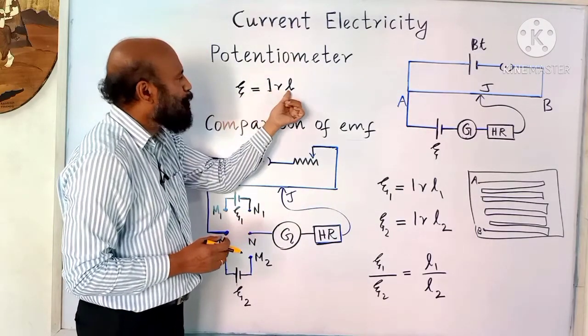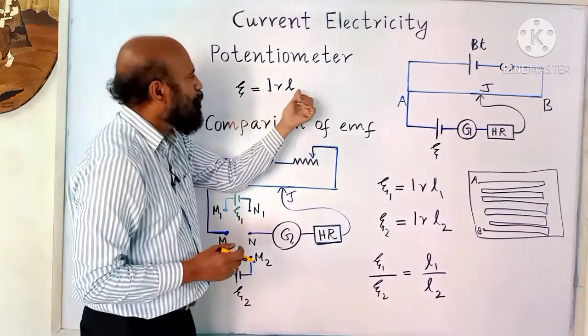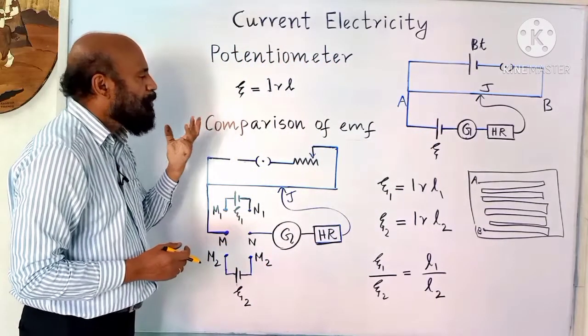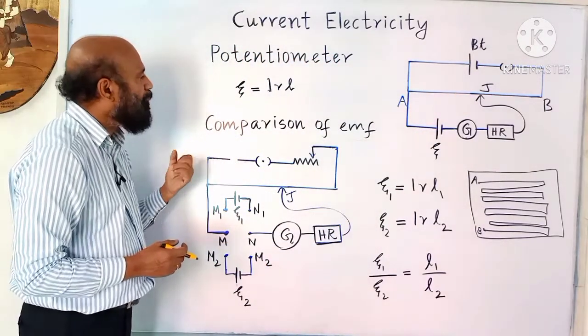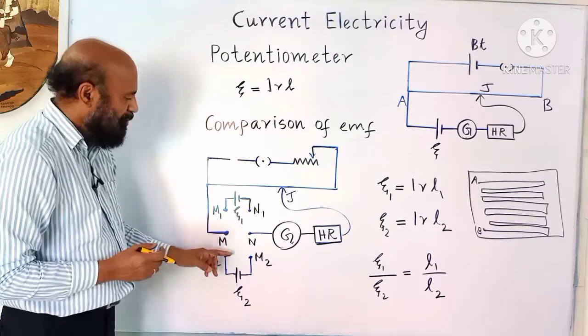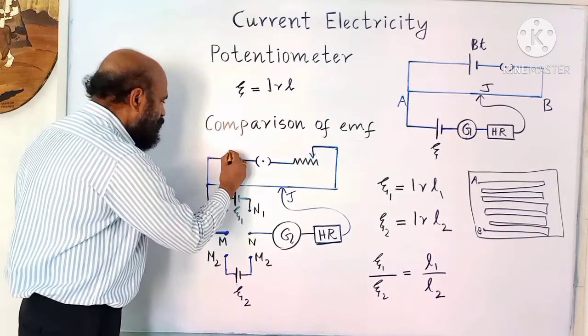EMF is proportional to the length. So when EMF is more, the balancing length also will be more. Using a potentiometer, we can compare the EMF of two cells. So this is a circuit diagram for that. So this is the primary cell.